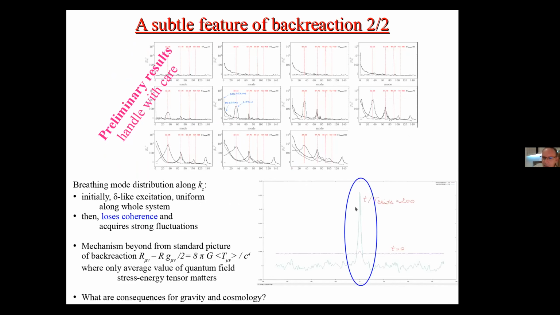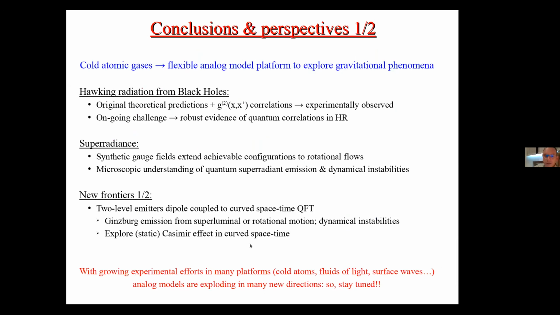In particular, you can see from this picture that at zero time, the excitation of the breathing mode is coherent in the whole cloud. At later time, it remains correlated only at short distances. It's like an oscillation which is coherent everywhere, and it becomes completely random because of this friction force. And this is completely different from what one expects from the standard picture of backreaction, where what enters into the Einstein equation is the average value of the emitted field and not quantum fluctuations.